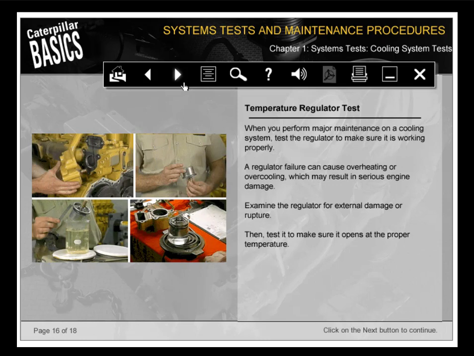When you perform major maintenance on a cooling system, test the regulator to make sure it's working properly. A regulator failure can cause overheating or overcooling, which may result in serious engine damage. Examine the regulator for external damage or rupture. Then test it to make sure it opens at the proper temperature.